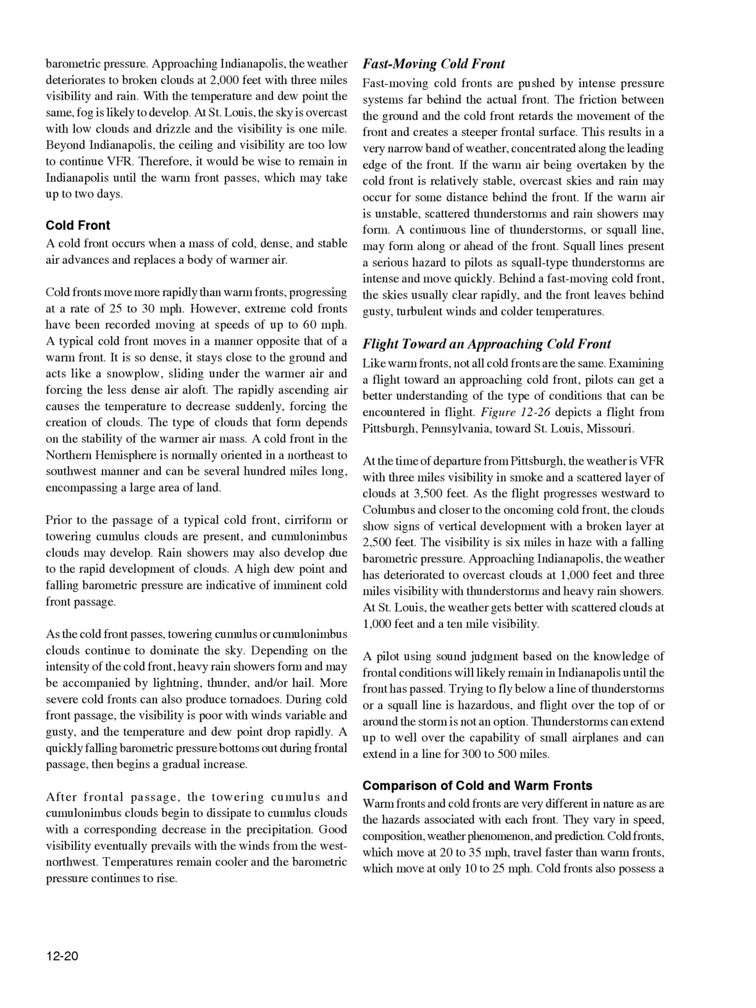If the warm air being overtaken by the cold front is relatively stable, overcast skies and rain may occur for some distance behind the front. If the warm air is unstable, scattered thunderstorms and rain showers may form. A continuous line of thunderstorms, or squall line, may form along or ahead of the front. Squall lines present a serious hazard to pilots as squall-type thunderstorms are intense and move quickly. Behind a fast-moving cold front, the skies usually clear rapidly, and the front leaves behind gusty, turbulent winds and colder temperatures. Flight toward an approaching cold front.